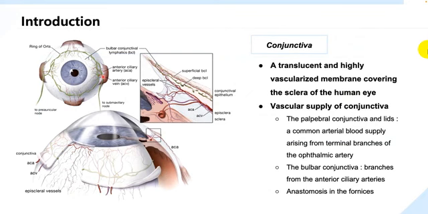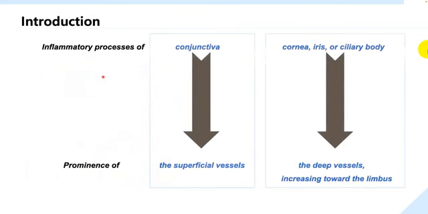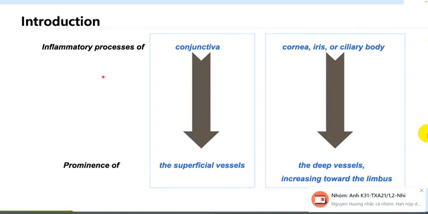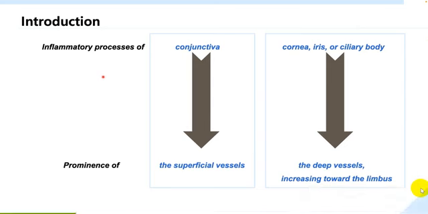First, I'll briefly discuss the conjunctiva, a membrane covering the sclera of the human eye. Its vascular supply originates from the ophthalmic artery's terminal branches for the palpebral conjunctiva and from anterior ciliary arteries for the bulbar conjunctiva, forming anastomosis in the fornices. Conjunctival vessels are mainly superficial, but deeper circulation supplies peripheral corneal arcades, iris, and ciliary body. Inflammation of the conjunctiva can make superficial vessels more prominent.